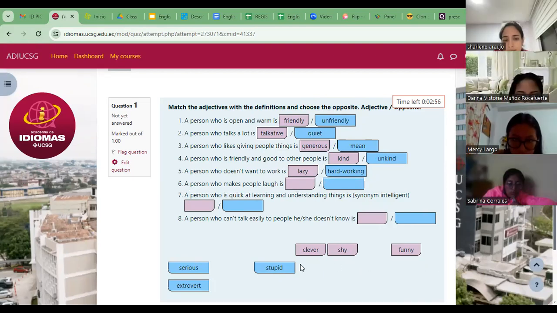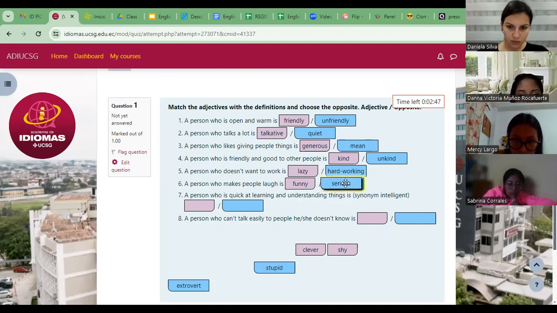Funny, right? There's always someone funny, right? And what could be the opposite? Serious. Alguien que no es nada chistoso, no anda haciendo chiste ni nada. Very serious. A person who's quick at learning and understanding things is clever. Clever, pero no clever el nombre, clever. No, clever with C. That's the difference. And what could be the opposite?